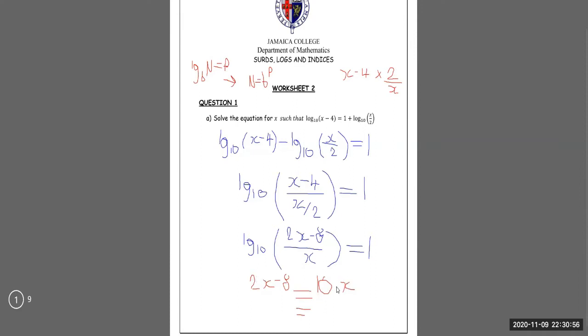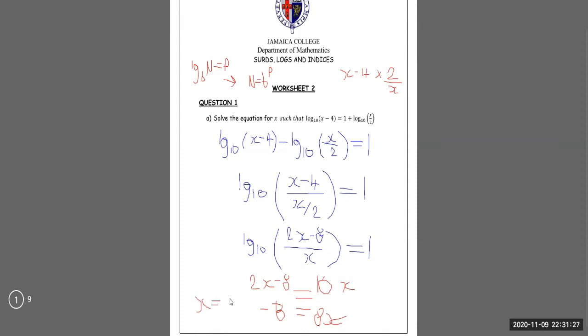That's 10x minus 2x, that's 8x. And so we have 8x. And we bring over negative 8, so this is 8x equal to negative 8. And so what we're getting is x is equal to negative 1. x is equal to negative 1. That's the solution. x is equal to negative 1.